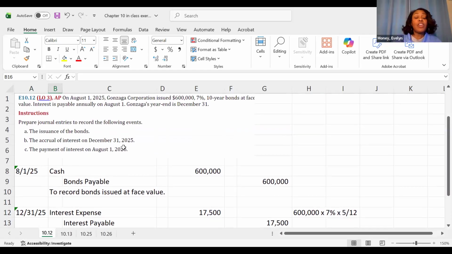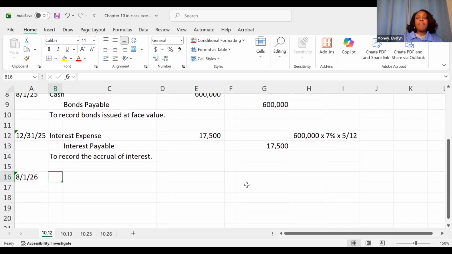Now, remember, these are 10-year bonds. So it's not like we're paying back $600,000 at the end of year one. It's not like we're paying back 10,000 of the 600,000. We're going to pay the entire 600,000 back at the end of the life of the bonds. But the bondholders get to get the interest now. So we have to find the total cash interest payment. And we have to determine the additional interest expense. And we're going to take the interest payable off the books. I'll show you what I'm talking about.